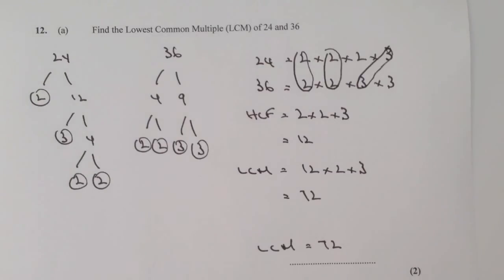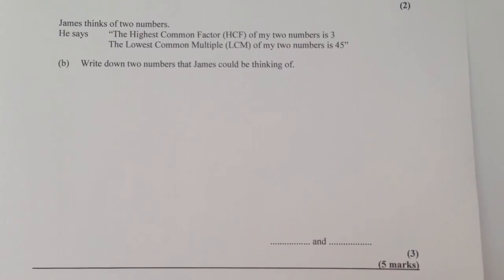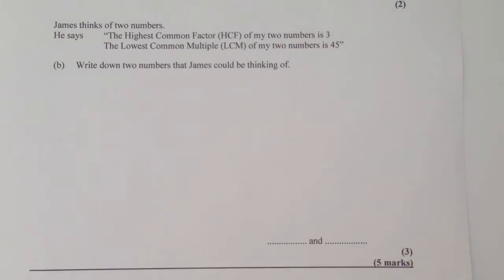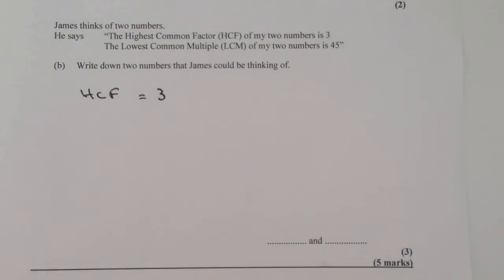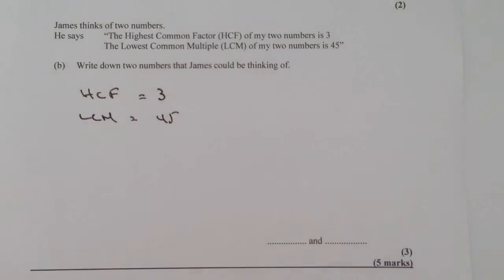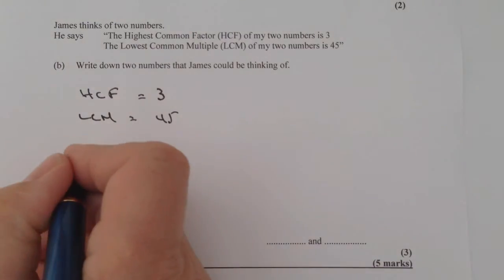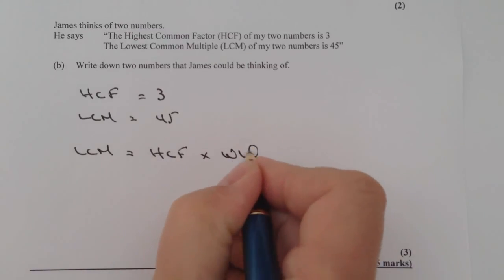Okay. Now, the next bit is really just a little bit of an extension piece of work. Okay, and rather than looking at this as being a mechanical formula of way of doing this, what we've been given is a little bit of information. So it said the highest common factor, so if we write this down, we've got the highest common factor equals 3 of two numbers, and the lowest common multiple equals 45. Okay, so what we've been saying is that the lowest common multiple equals the highest common factor times what's left.